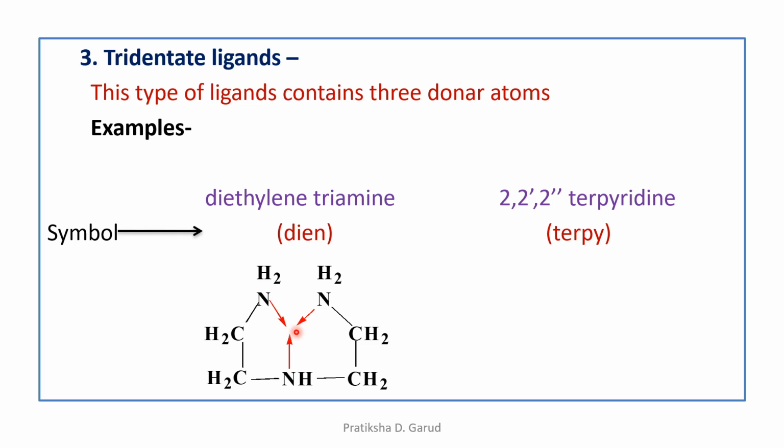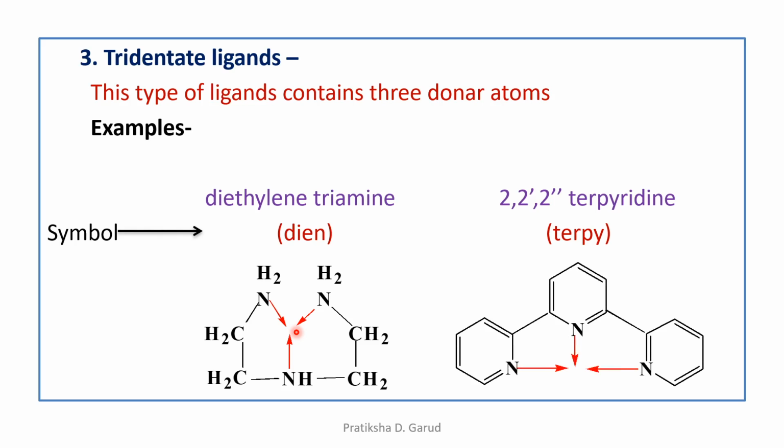Second example is 2,2':6',2''-terpyridine. So its structure is like this. That means there are three pyridine rings. They are linked at the 2 positions, right?